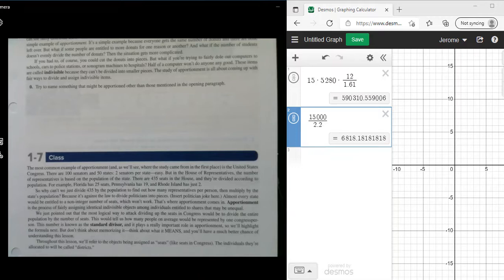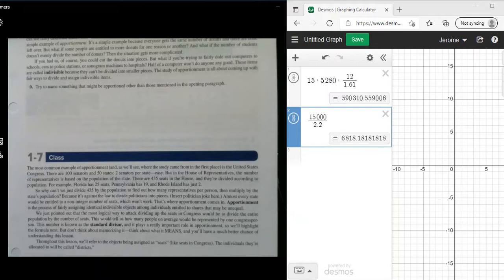So why can't we just divide 435 by the population to find out how many representatives per person, then multiply by the state's population? Now, I would tell you this, he makes a very bad joke here. So I would just say this here. 435 doesn't go evenly into the population. So you will have some representatives that will be decimals, and you cannot have 0.4 of a person or 0.2 of a person. So that was the need for apportionment here.